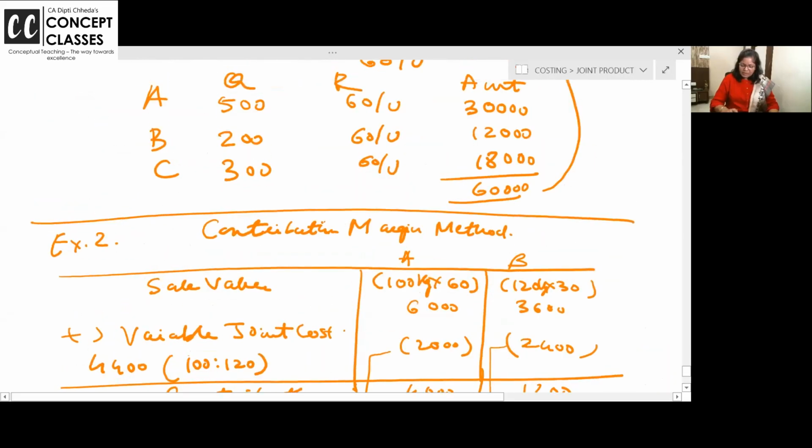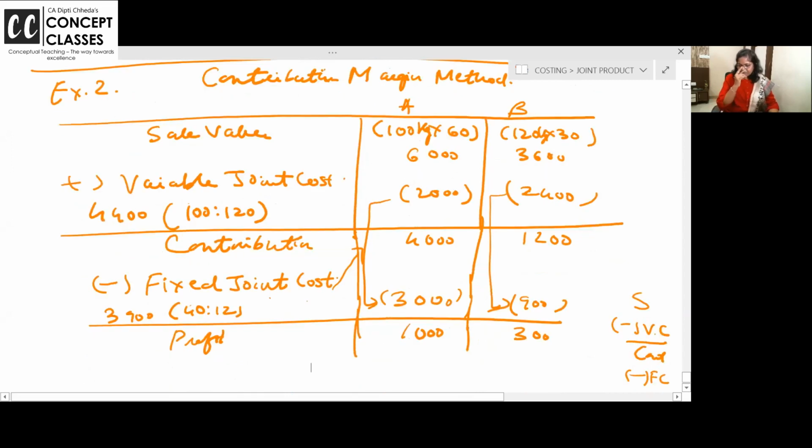Okay. Theory question is clear. Will you be able to get 5 out of 5 marks? Look at this. Yeah, contribution margin method. You're asking, no, one problem. This is my regular class notebook. Sale value you have taken out. Final sales value minus variable joint cost. So you are getting contribution.